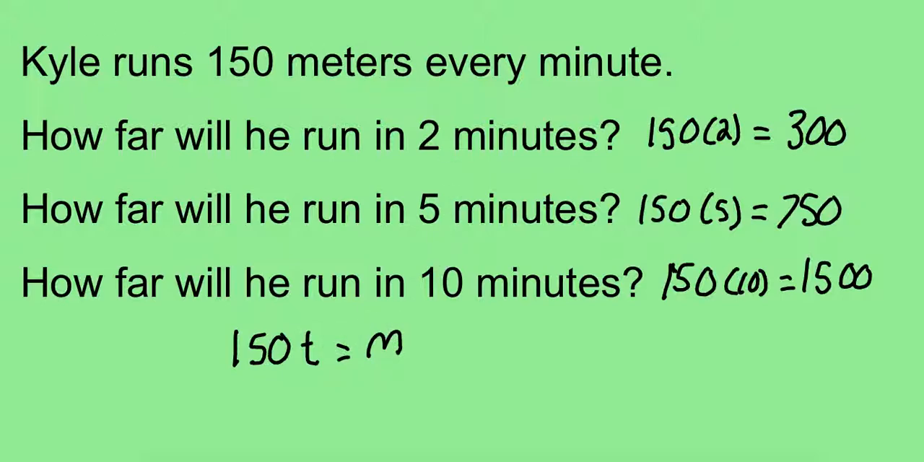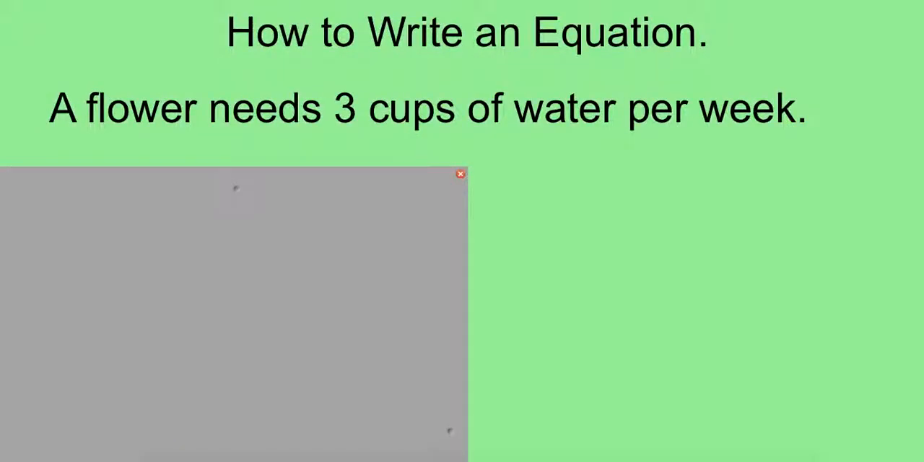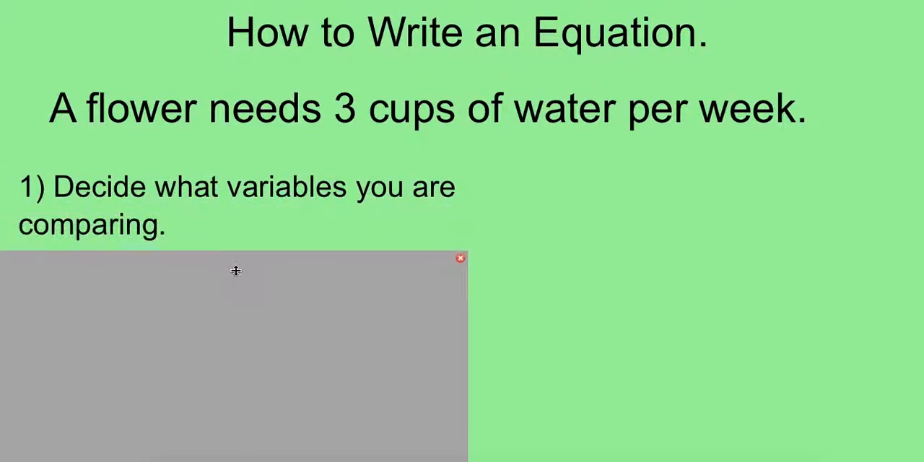So what we're going to do is create a couple of equations, first using unit rate, and then using our two variables. The first step to create a unit rate is to decide what variables we're comparing. In this example, a flower needs 3 cups of water per week. We know that we're comparing the cups of water to the amount of time, which is in weeks. So I'm going to write a ratio that compares the 3 cups of water to the 1 week. Luckily for us, this is a unit rate already because my denominator is already equal to 1.